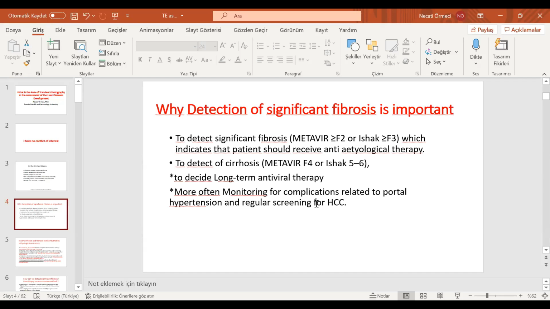direct antiviral drugs. For example, if the patient has alcoholic liver disease and also has F2 fibrosis, these patients also should have a treatment. So we can enlarge this kind of samples. Another indication is to detect cirrhosis and to decide long-term antiviral therapy, more frequent monitoring for complications related to portal hypertension, and regular screening for hepatocellular carcinoma.